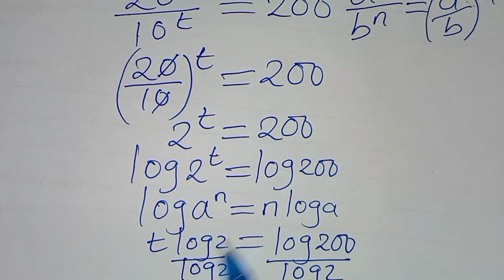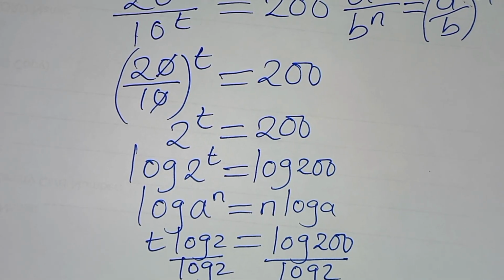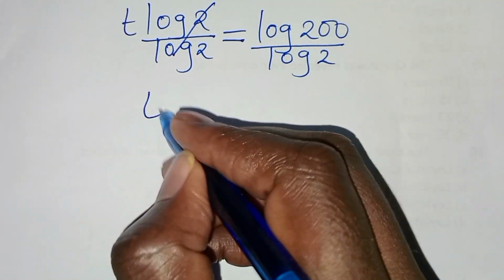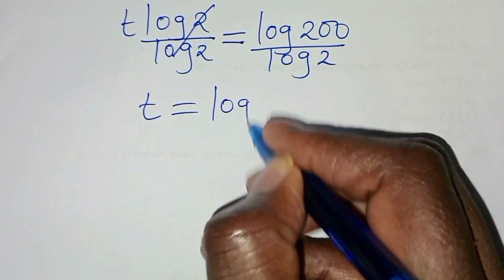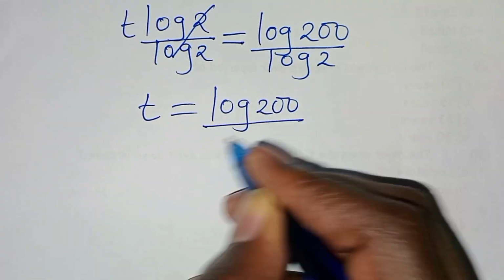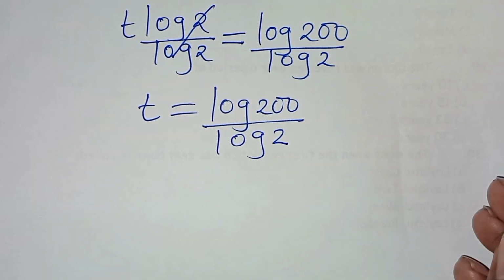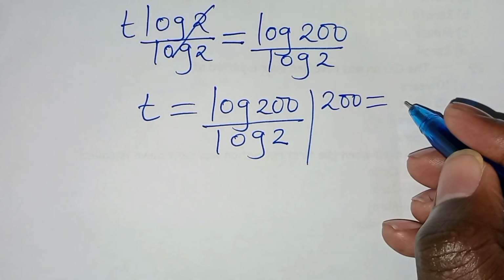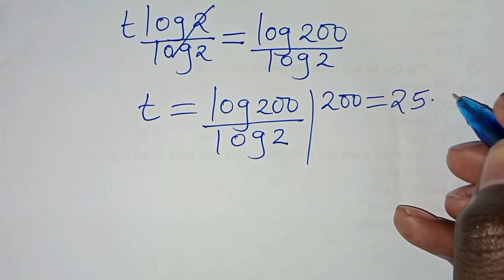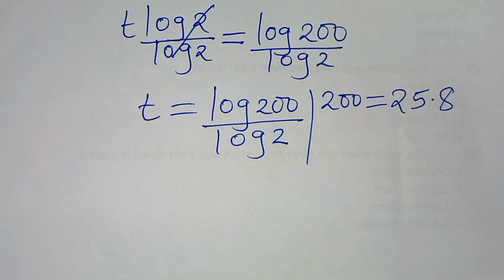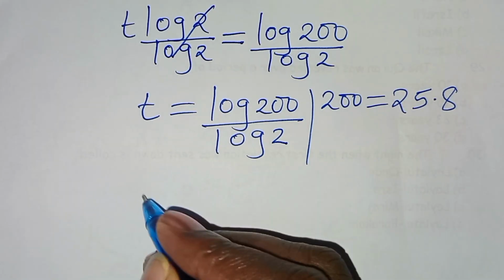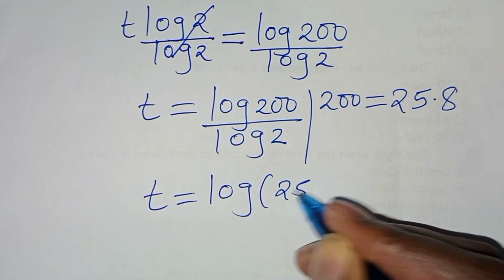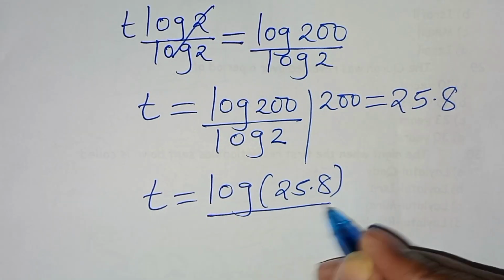So let's proceed from here. Let's simplify here. Log 2 and log 2 simplifies, so that now t is equal to log 200 divided by log 2. We can express 200 basically as 25 multiplied by 8. Okay, so let's substitute this. So here we'll have t is equal to log of 25 multiplied by 8, and this divided by log 2.